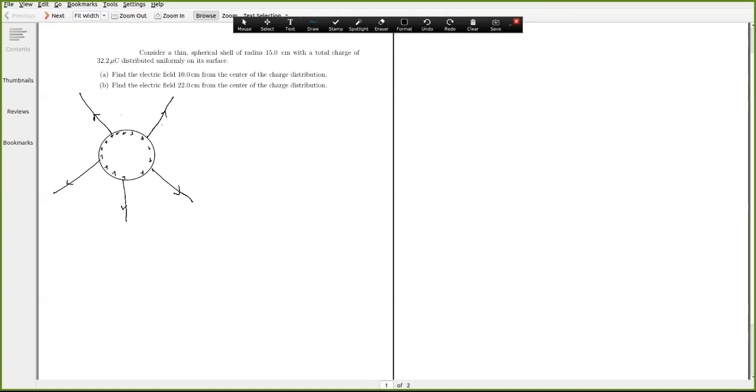The first part talks about a point 10 centimeters from the center, and the radius R of the sphere is 15 centimeters. So R is 15 centimeters. One of the points is inside and one of the points is outside.